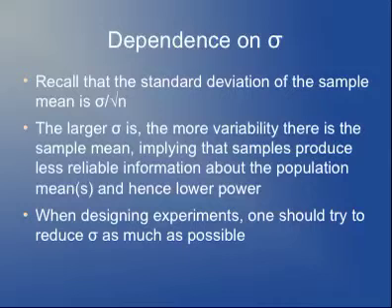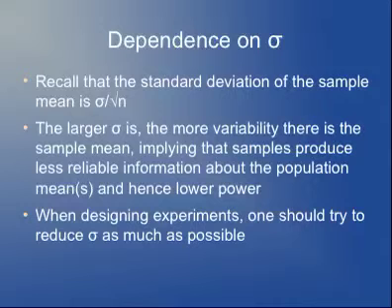Another thing that affects the power of your experiment is the standard deviation of the data that we denote by sigma. As you'll recall, the standard deviation of the sample mean is sigma divided by the square root of n. That implies that the bigger sigma is, the more variability there will be in the sample mean, so that a given sample produces less reliable information about the population mean.